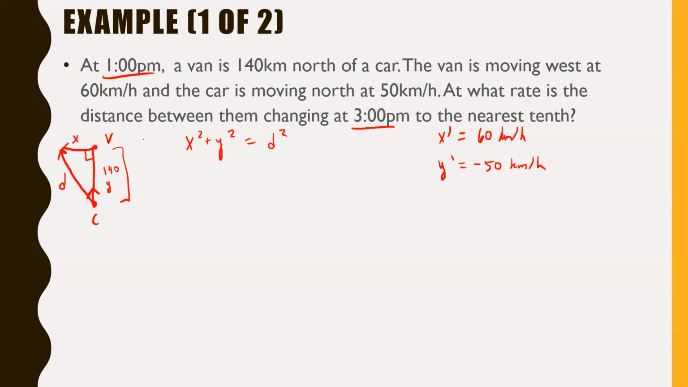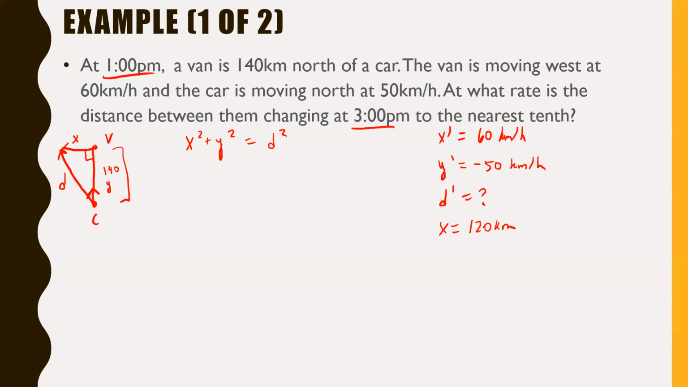What we're looking for in this question is the rate that the distance is changing. So we're looking for d prime. D prime is our big unknown here. The fact that we know 2 hours have passed has actually told us how far they've gone in these x and y directions. Since the van is moving west at 60 kilometers an hour and 2 hours have passed, we can reasonably say that x is 60 kilometers times 2 hours, so 120 kilometers.